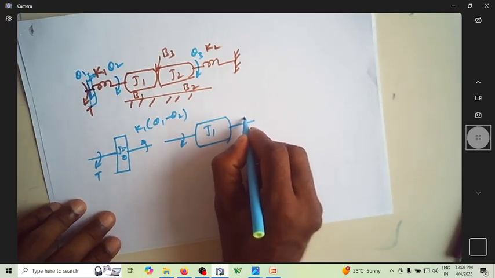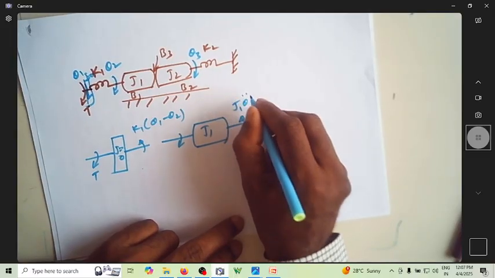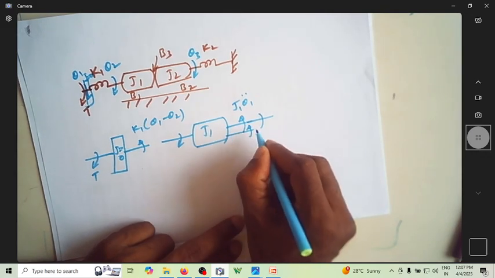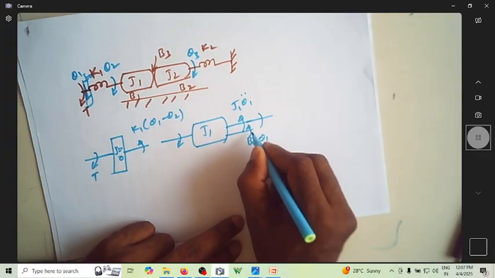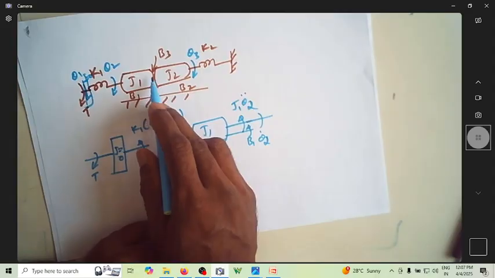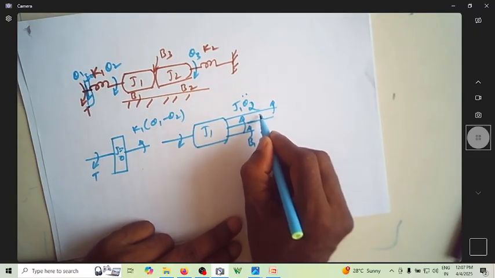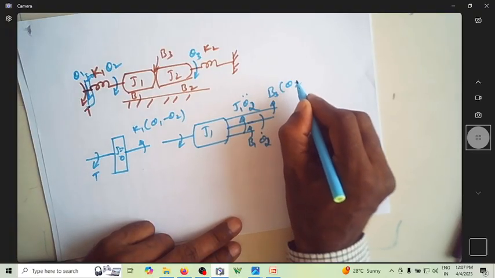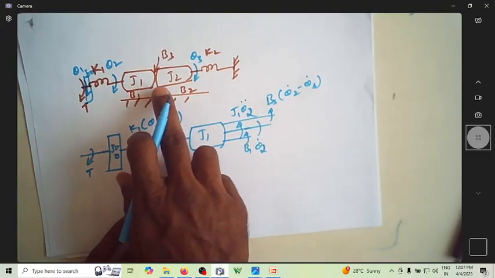So what are the opposing forces? One is due to J1 exclusively, that is J1 theta 1 double dot, and the other one is due to B1 theta 1. Sorry, it's not theta 1, it's actually theta 2 dot. And you have this friction between J1 and J2, so this is again in the direction of the opposite torque. It is now B3 (theta 2 dot minus theta 3 dot). There is an opposition over here, this B3.